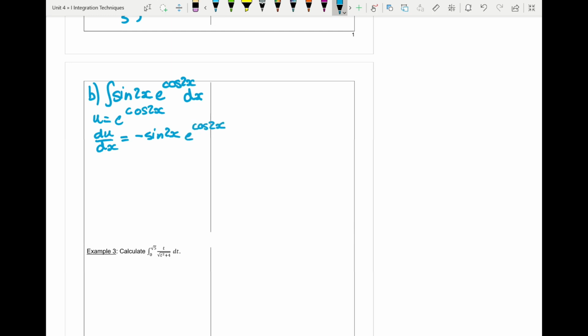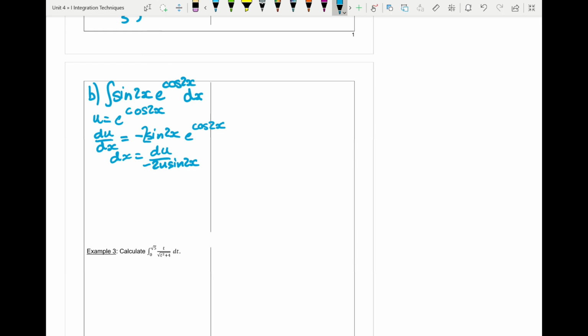So what we're going to do now is replace e to the cosine 2x with u, and we're going to rearrange to make x the subject. Oh, sorry, I'm missing a coefficient of 2 in this derivative, because we also have to take the derivative of what's inside of the sine term. So that's going to be 2 sine x. So negative 2u sine 2x under du.